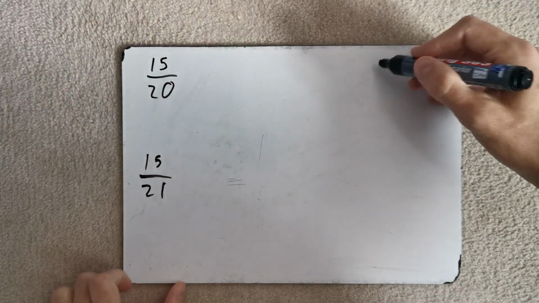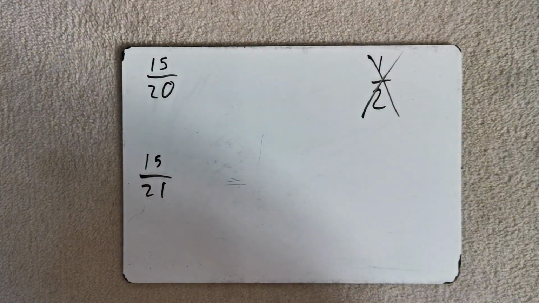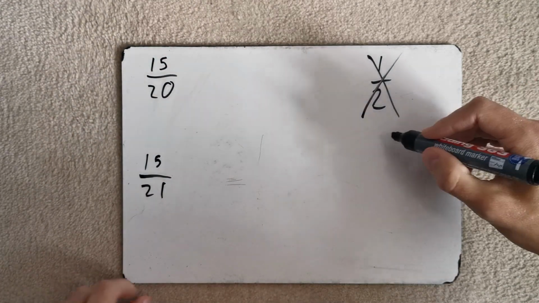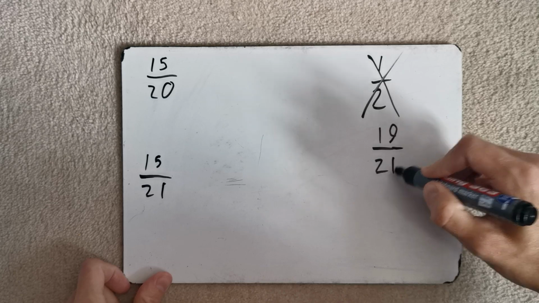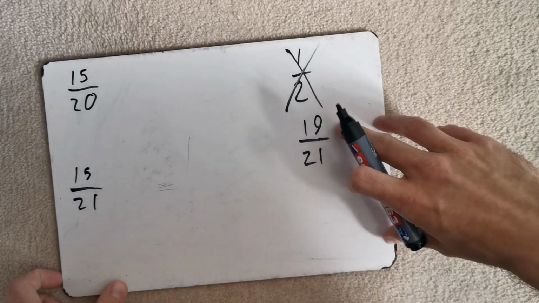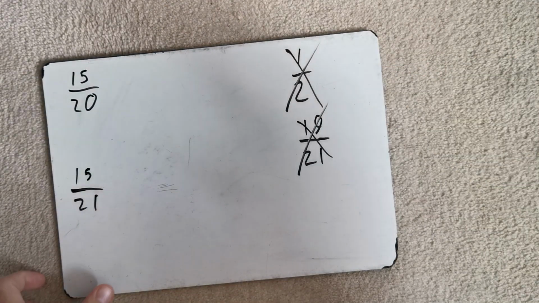For example, 1/2 doesn't simplify, does it? Because they can't get any smaller than that. Or if we had something like 19 over 21, some of you might recognise that 19 is a prime number. Nothing goes into it, so that can't be simplified either.